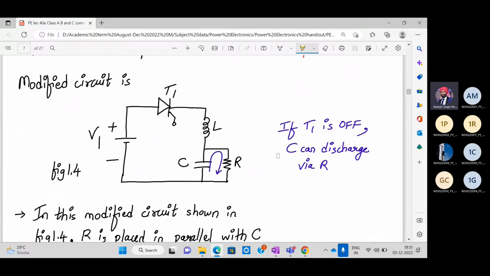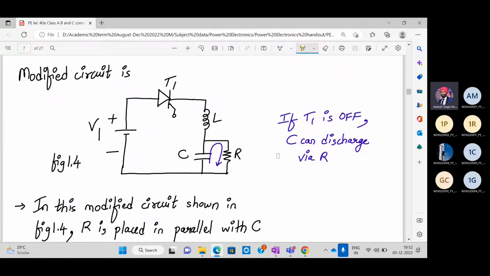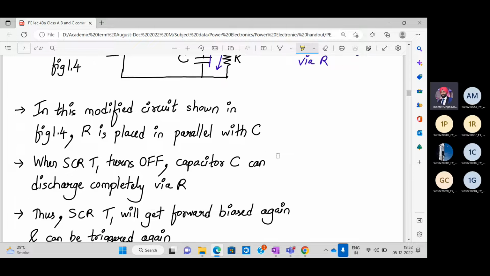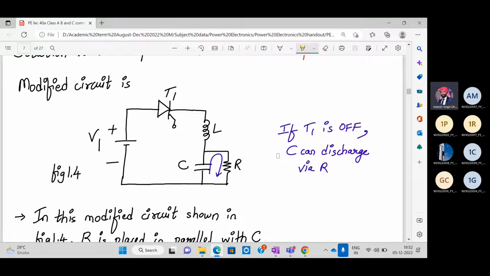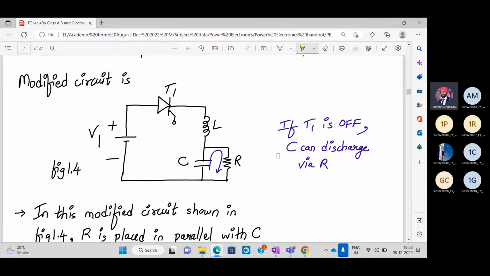Okay. So that is what we get, a modified class A commutation. Understood this? Can we move on now? Okay.